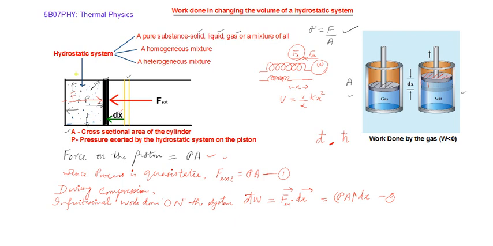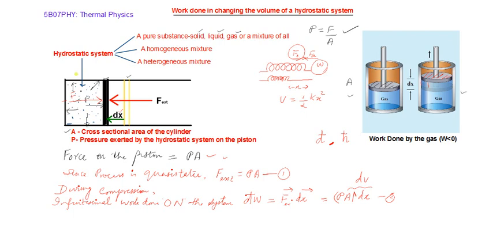Pi r square into h. So that is area into height as far as the cylindrical cross section is concerned. So A into dx is nothing but what? This A into dx is nothing but the small volume change, that is dV. A into dx is nothing but the change in volume of the cylinder. I can call it as dV.